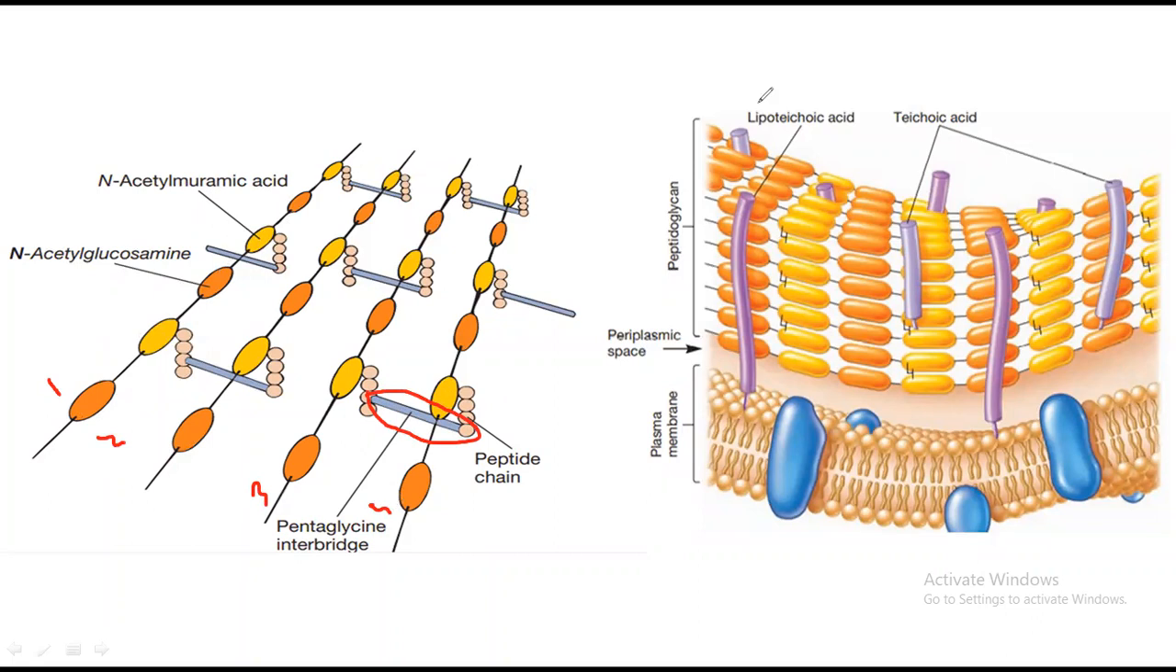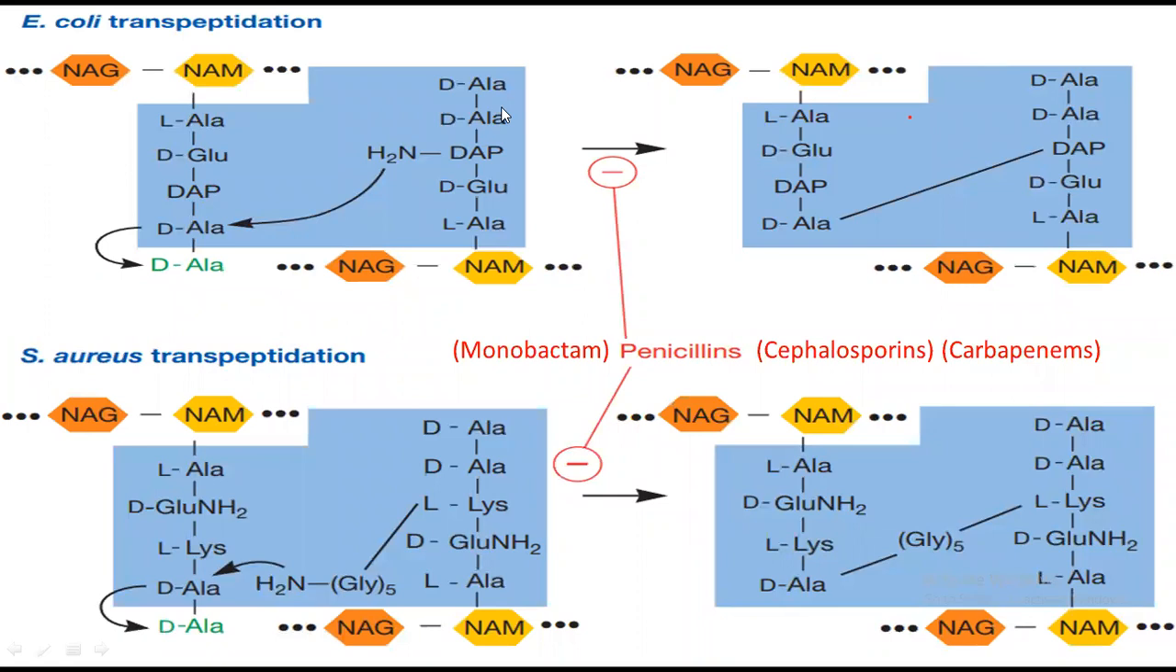So what do these penicillins and cephalosporins and carbapenems do? They do not allow the binding of the two layers. Here an enzyme is involved that is known as transpeptidase. If I write TP, it is known as transpeptidase, and it is involved in the transpeptidation reaction. What does it do? The COOH of D-alanine gets bound to the NH2 of the diaminopimelic acid, and it forms the peptide bond.